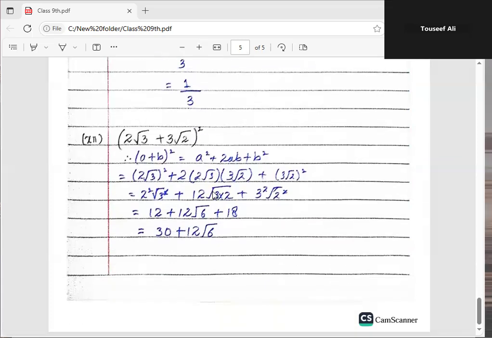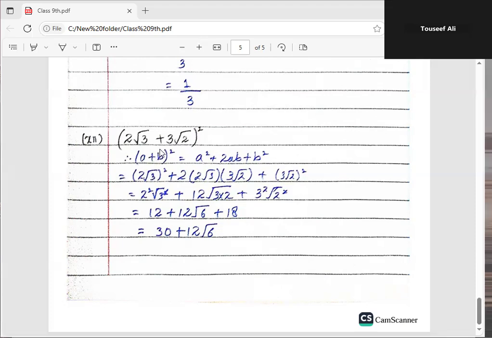Now the last question which I will solve is 2 root 3 plus 3 root 2 whole square. There is a whole square, which means this is in formula form. A plus b whole square is that whole square formula form. So a plus b whole square equals a square plus 2ab plus b square. By using this formula, we will expand this question. Here in place of a, there is the term 2 root 3, and in place of b, there is the term 3 root 2. So the formula is a square plus 2ab plus b square.